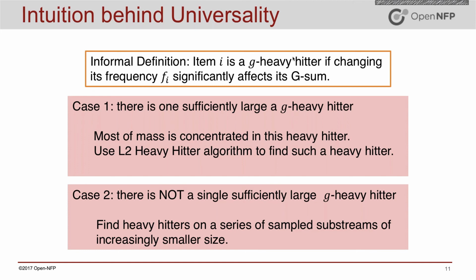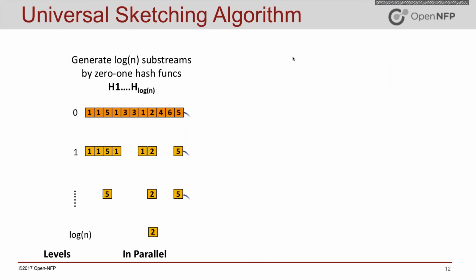One case where there is a single large heavy hitter, like say one source that's sending a lot of traffic, and the other case where there is no such source sending a large amount of traffic. In the first case, you can use a traditional heavy hitter algorithm to find that, and then you're done. In the second case, even if a single large heavy hitter doesn't exist, we can do a recursively sampled approach, where you iteratively sample substreams of smaller size, and you find these heavy hitters on these sampled substreams.